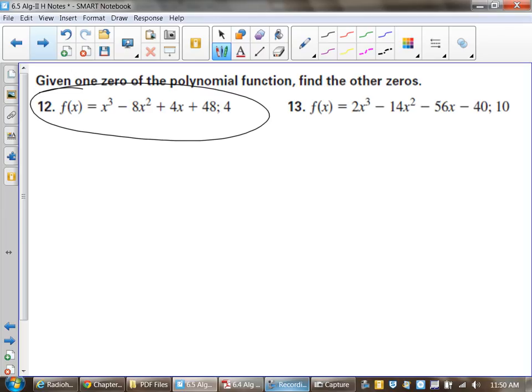So if I have f of x is x cubed minus 8x squared plus 4x plus 48, and I'm going to be given that one of the zeros of the function is 4, my term is x minus 4. So I know at the very end I will have a term of x minus 4. If my zero is 4, what goes on the outside of the synthetic division sign? 4. Inside are just all of my coefficients again. 1, negative 8, 4, and 48. Again, I don't have to worry about any placeholders. Everything works out nice and clean.